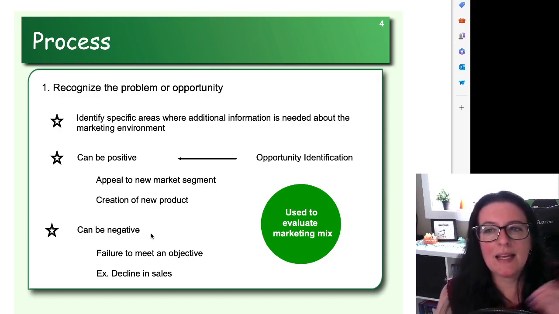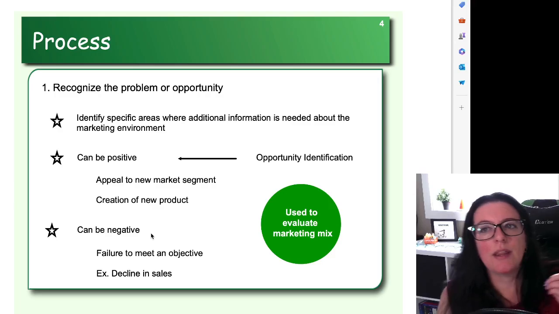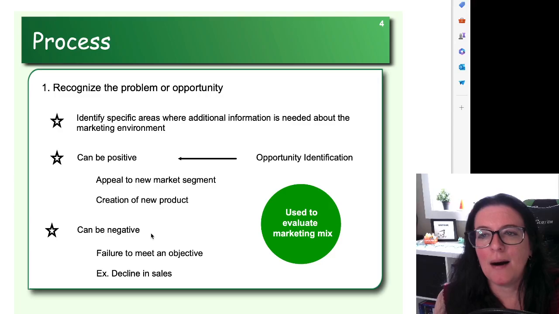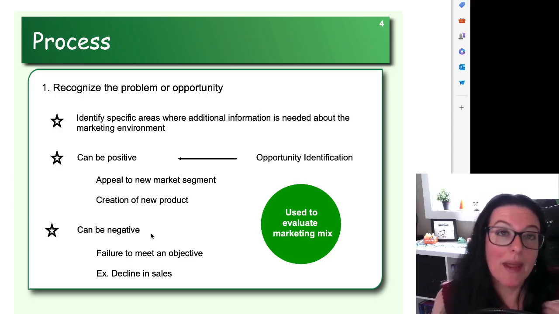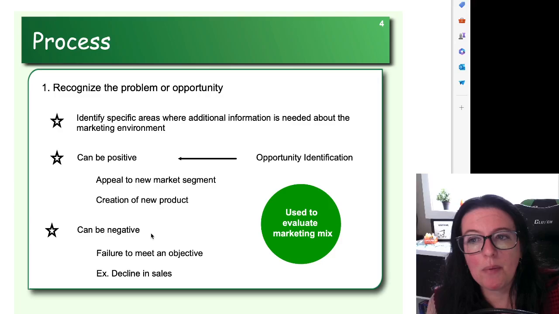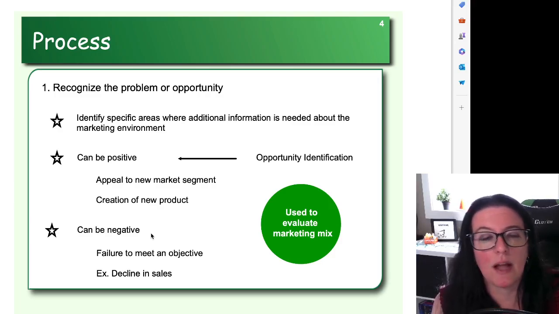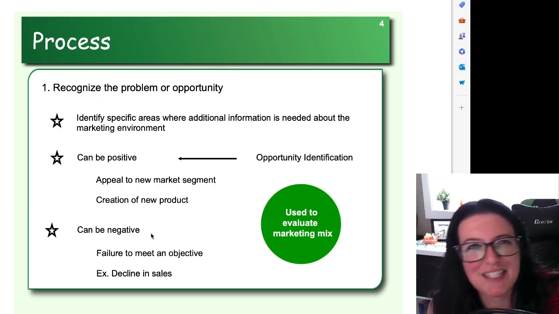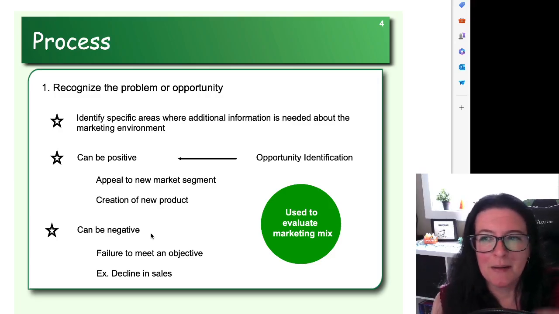Okay? In marketing research, that area doesn't have to be negative, doesn't have to be that we failed somehow. Now it can be. So the problem could be that we have declining sales in operations or in management. It could be that we have declining quality. So there could be a failure to meet some kind of objective. We're not doing what we think we should be doing. We're not as effective or efficient as we should be.